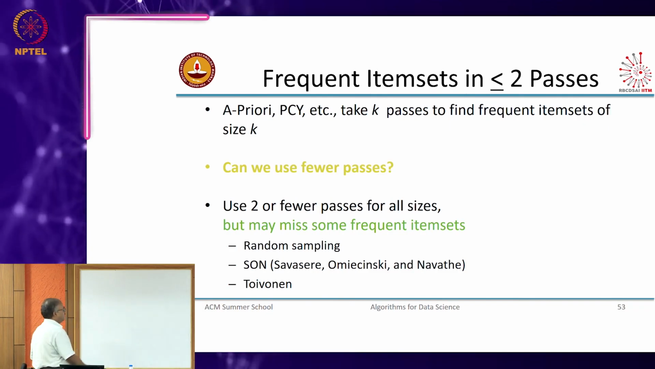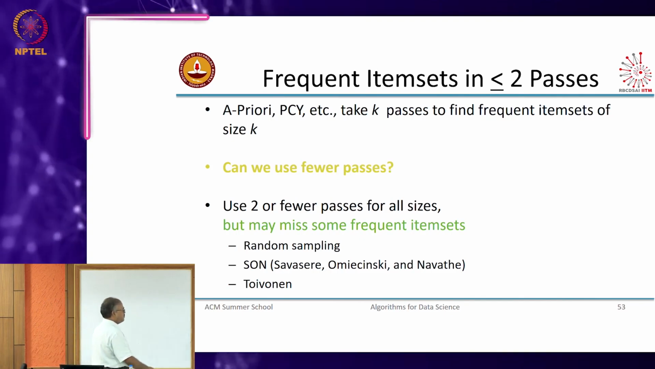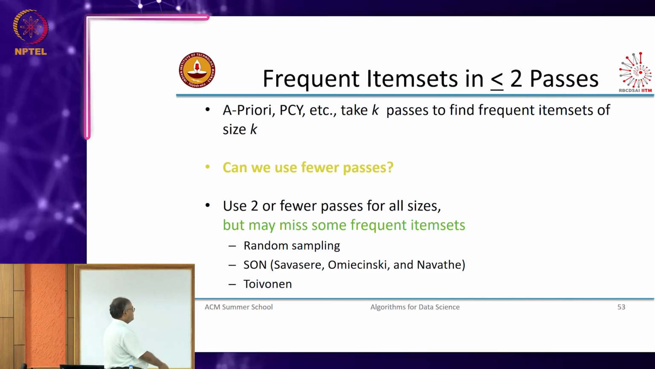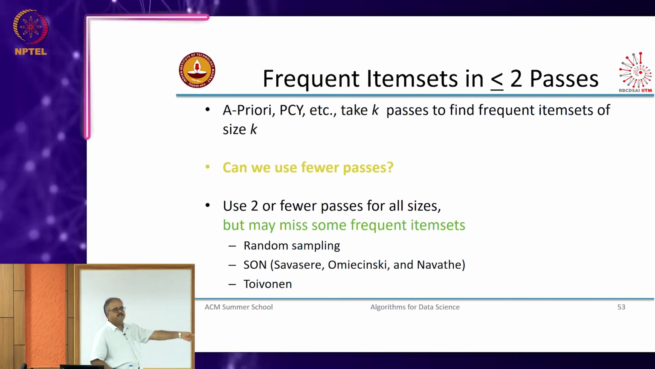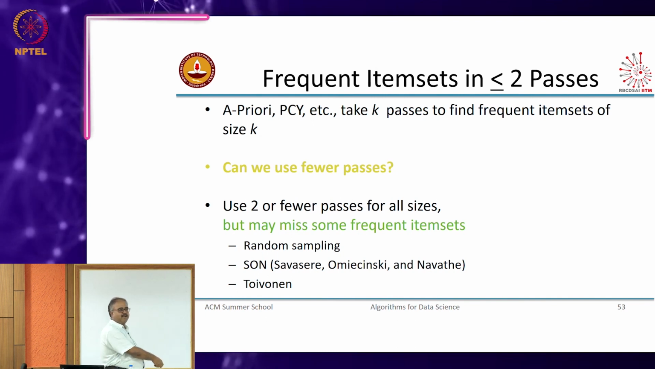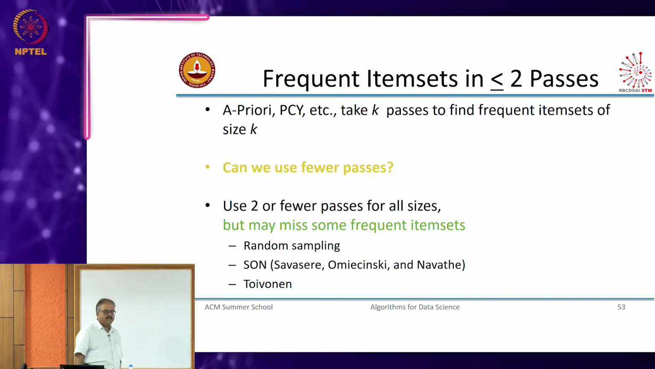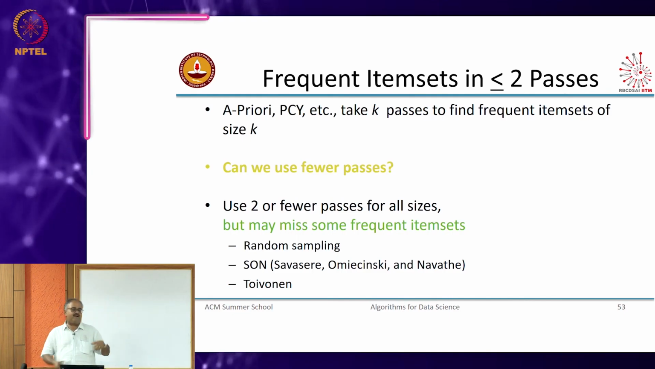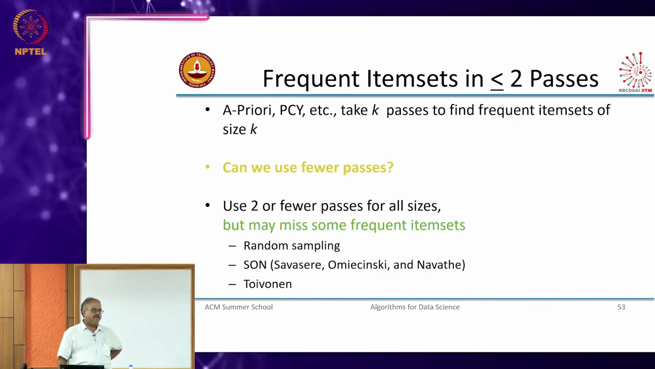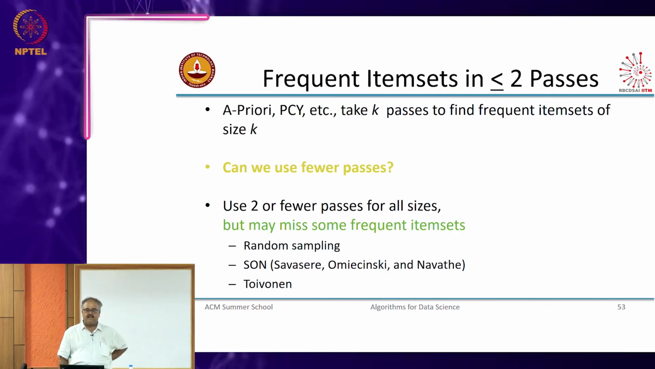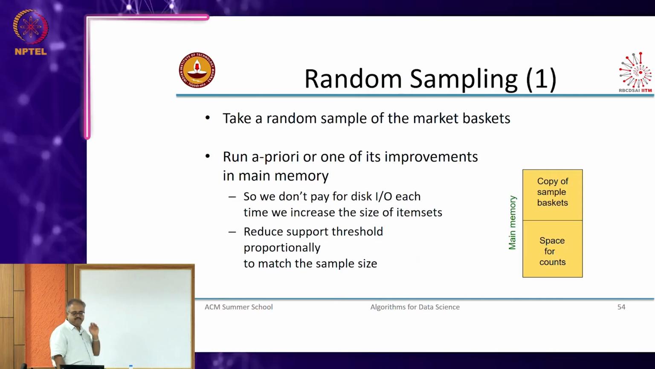We are going to look at 3 things: random sampling and SON. You guys can pronounce the names, right. It is the SON algorithm, and then Toivonen is another algorithm. These are not really the names of the algorithms. They have just taken the names of the people who wrote the papers and named the algorithms after them. The idea behind random sampling is very easy.